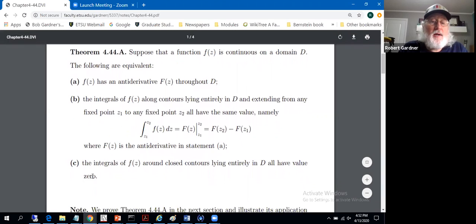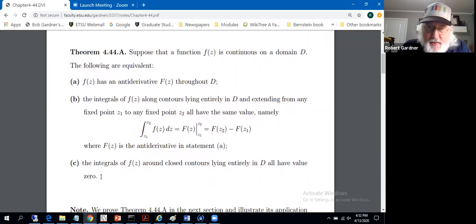Or both of those are equivalent to the integrals of f of z around closed contours lying entirely in D all having the value 0. So now if it comes to using this, it's part A. We want to take part A and say, okay, I can find an antiderivative. If I can find an antiderivative, then I can use it to evaluate definite integrals calculus 1 style.